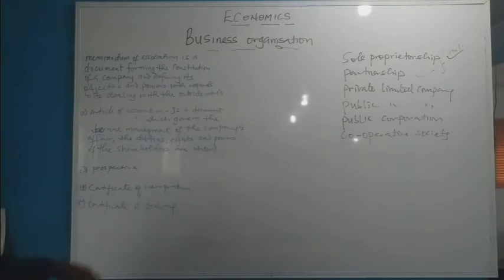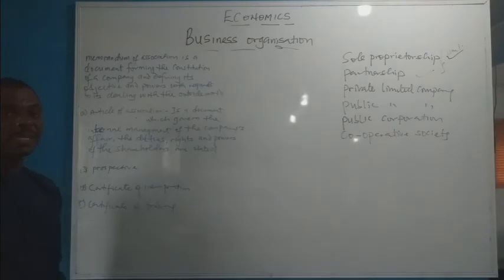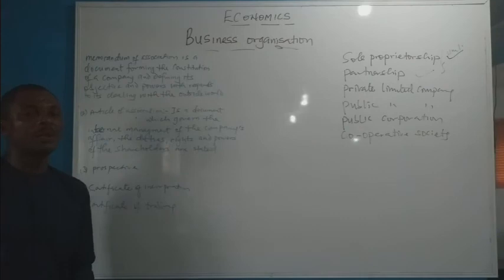Now, if all these documents have been accepted by the registrar of companies, they will issue the company a certificate of incorporation. Now, what is the certificate of incorporation? It's a certificate showing that the company is already a legal entity, that is, it can sue and be sued. It makes the company a limited liability company. You know, when we talk about partnership, we say it's not a limited liability company.